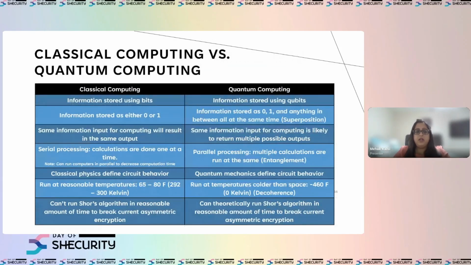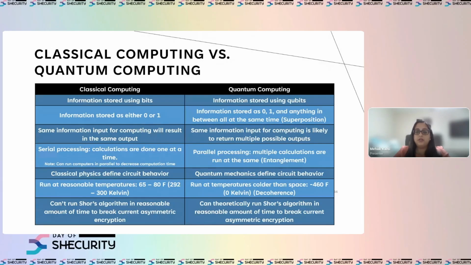Now let's talk a little bit about their circuit behavior. This goes back to, again, the zeros and ones for classical computers, whether it's traditional circuit behavior, okay? For qubits, it's quantum mechanics that determines that circuit behavior, and we talked about that a little bit already. The other difference is temperature. We do know that classical computers need colder temperatures, but they're reasonable, okay? Reasonable temperatures, 60 to 80 degrees Fahrenheit. I put the kelvins in parentheses on purpose because it helps you see the difference between a classical computer and quantum computer in terms of temperatures.